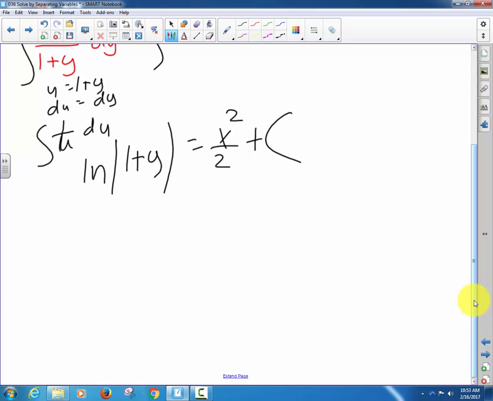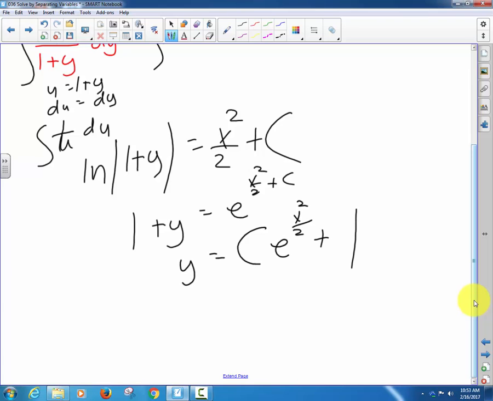So I'm going to introduce e's. So we'll have 1 plus y equals e to the x squared over 2 plus c. All that's a power. And now I can move the 1 over. And I'm going to just poof miraculously do this at the same time: C e to the x squared over 2 plus c. How did I poof miraculously pull that C down there? Because it would be times e to c. Right.